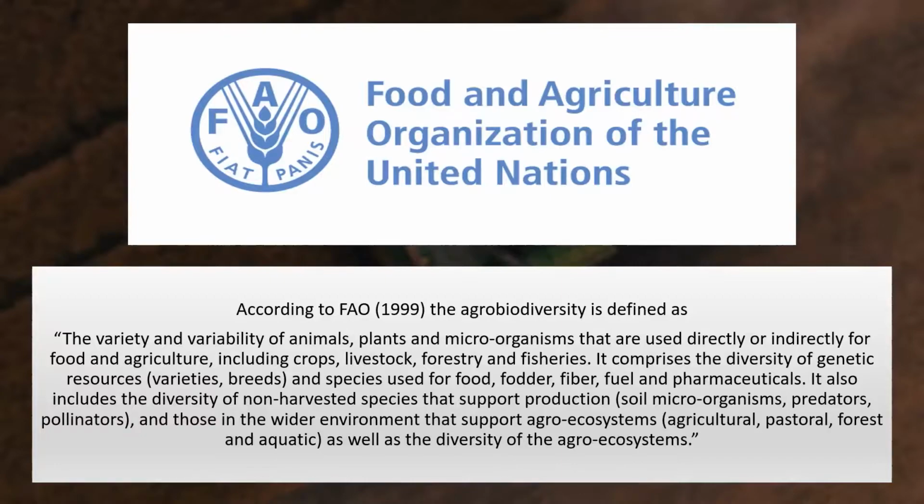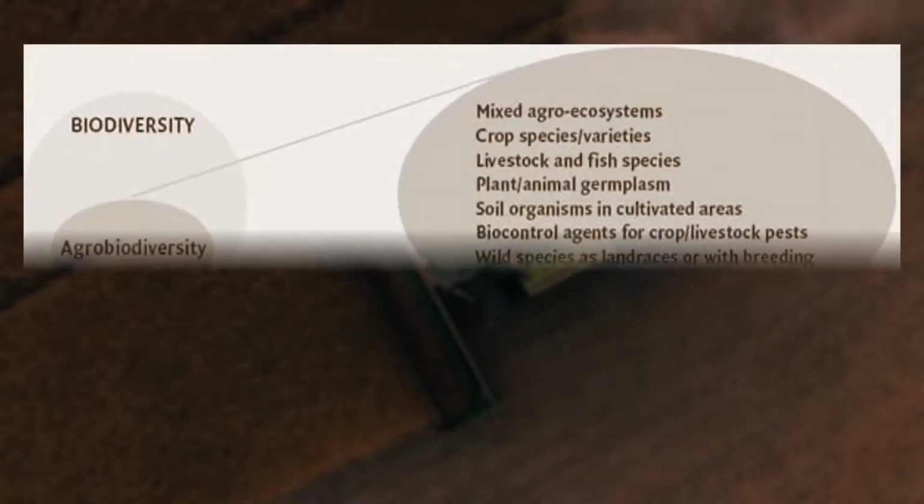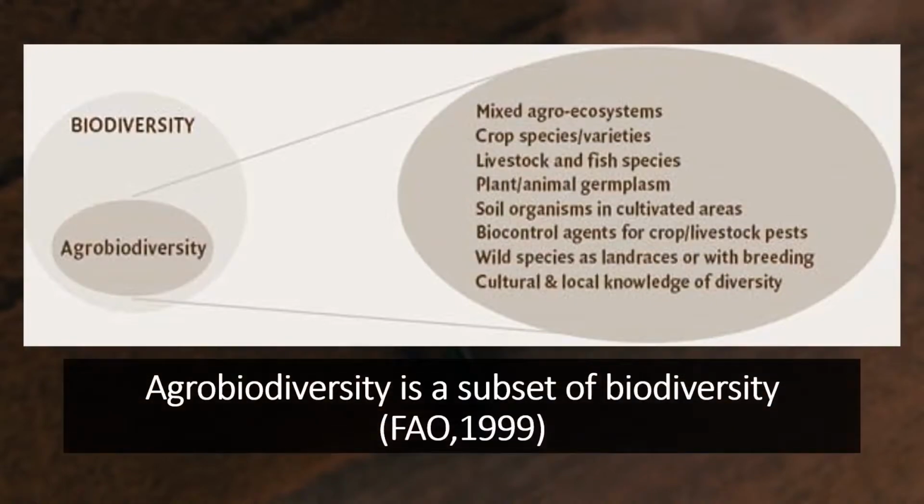It also includes the diversity of non-harvested species that support production, including soil microorganisms, predators, pollinators, and those in the wider environment that support the agroecosystem, that is agricultural, pastoral, forest, and aquatic, as well as the diversity of the whole agroecosystem. You will see in this figure the definition given by the FAO, which shows that agrobiodiversity is a subset of biodiversity, right? And it is a use of life that is ancillary biotechnology by mankind.